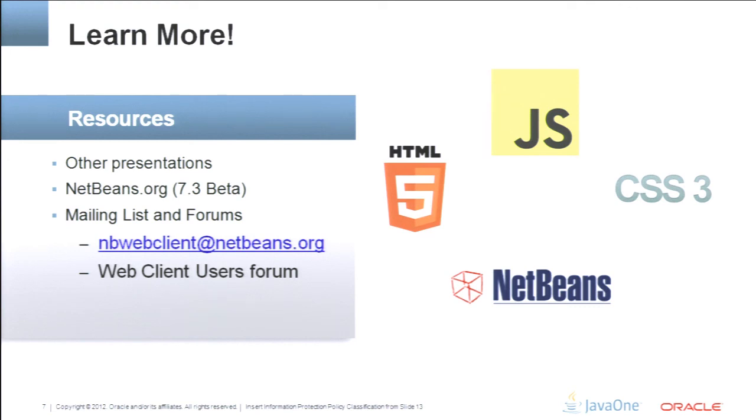NetBeans 7.3 beta, this is where this will exist. You can actually download it today if you go and get the dev builds. Okay, it's there. And then on the netbeans.org site, we have a mailing list and also the forum. There's a forum called Web Client Users, and we will be actively answering and interacting with whomever posts up questions. When I checked this morning, there was one spam question, nothing else. So hopefully others will put in more questions for us.